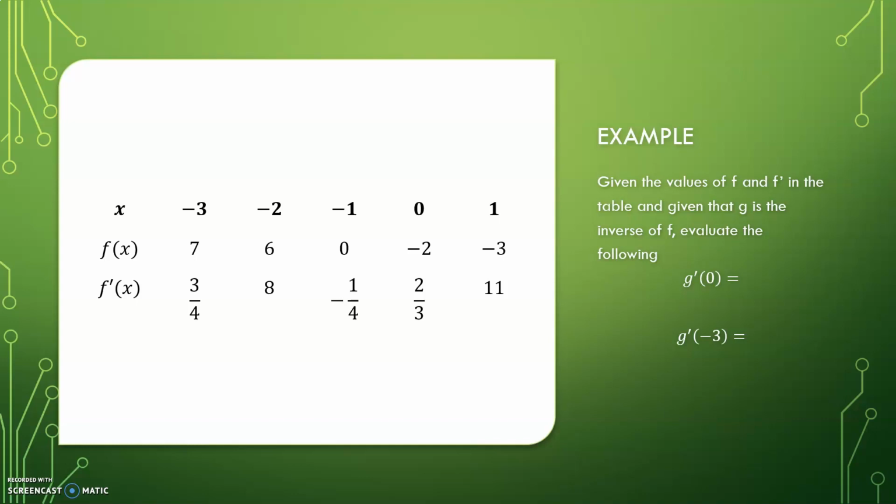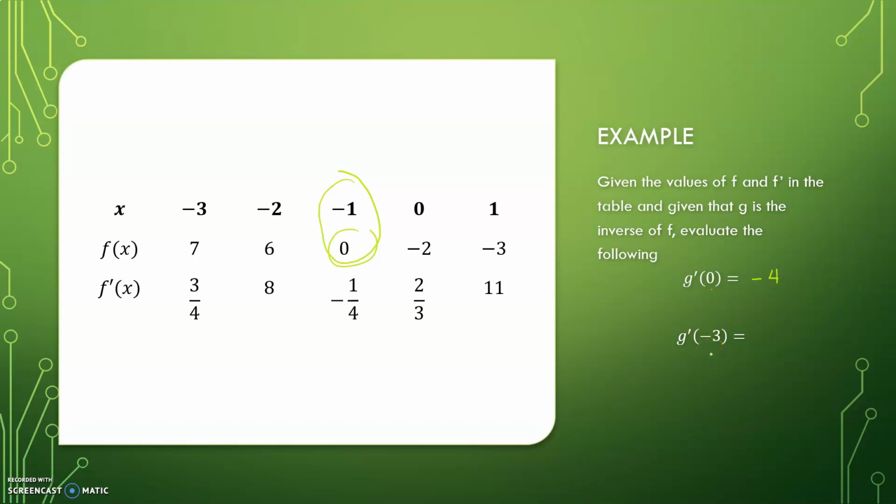Here I'm just giving you some values in a table. So f and g are inverses, and we want to figure out what g prime of 0 is. Well, that means that the x-coordinate on g is 0, but that means the y-coordinate on f is 0. So on f, my x-coordinate is -1. So the slope at -1 would be -1/4, which means that I would use the reciprocal. So I would use -4.